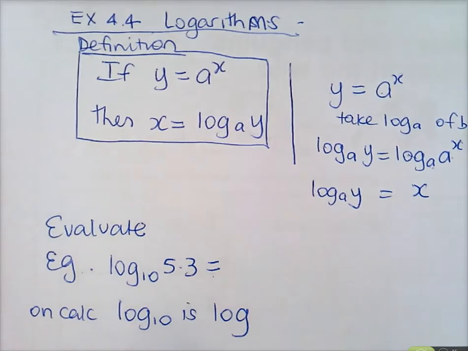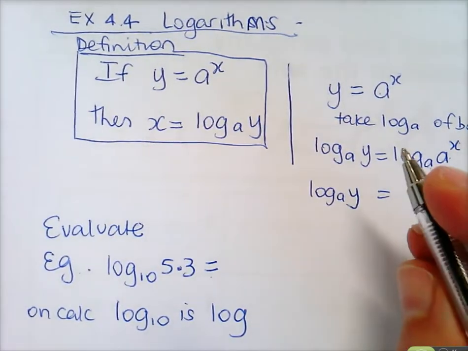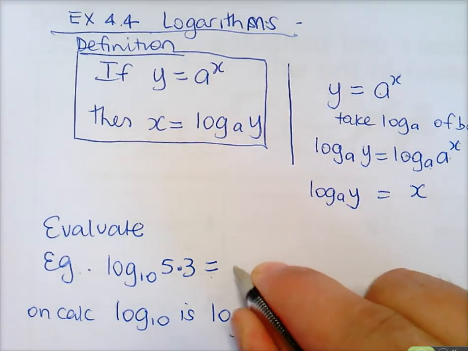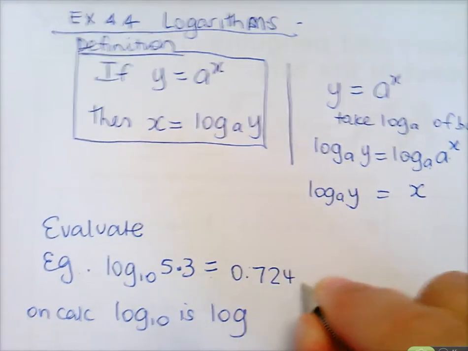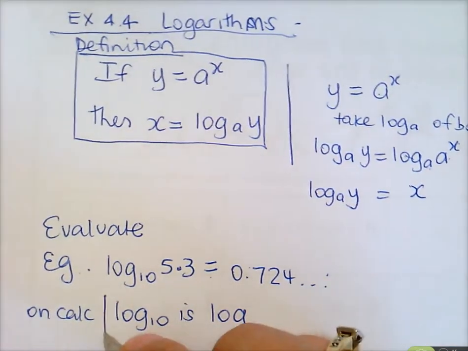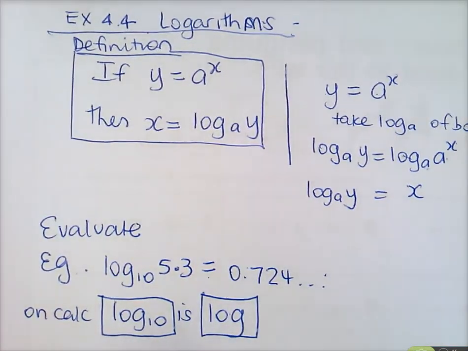So if you want to enter that on your calc, you press log 5.3. Can you see the LOG button on your calculator? Everyone's got different calculators. So log of 5.3, what do you get? 0.7, etc. So you don't actually put the 10? No, the log to the base 10 on your calculator, that key is just the log key. That's what I'm trying to tell you.